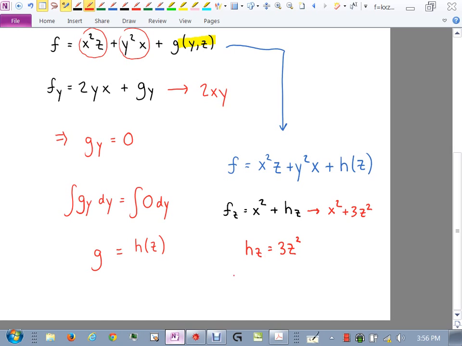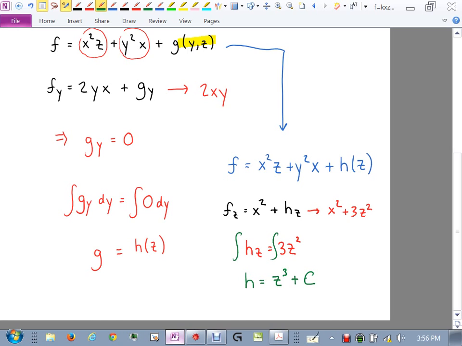When I integrate both sides there, right? Integrate the left, integrate the right, with respect to what? Z on both sides. I get h is what? Z cubed. Plus c. This time I can say it's a constant. Because h was a function of only z, I know that when I get my h, it should only have z in it and possibly a constant.